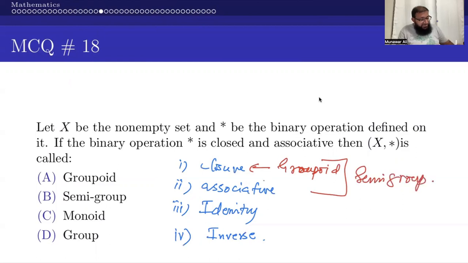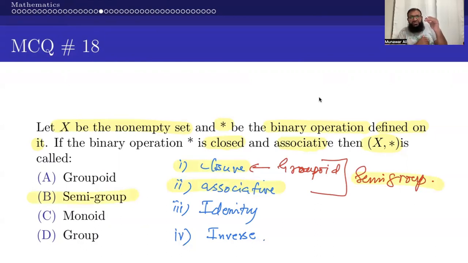So the question is: let X be a non-empty set and star be a binary operation defined on it. If the binary operation is closed and associative, then this is called... So it is closed and associative, we call it a semigroup. That's it. You should know what's the order.